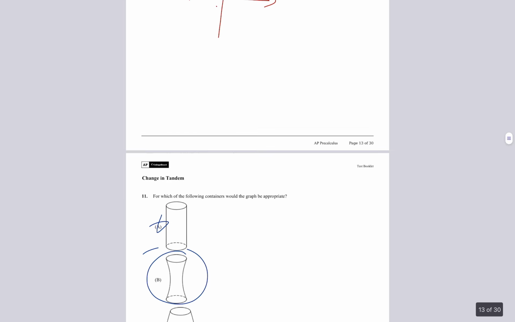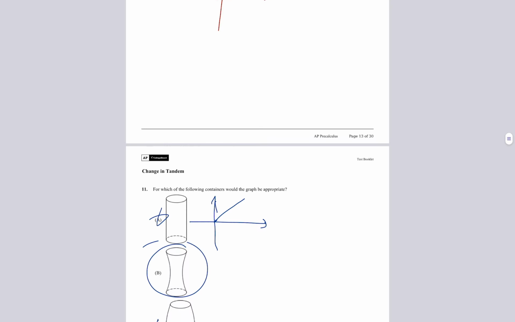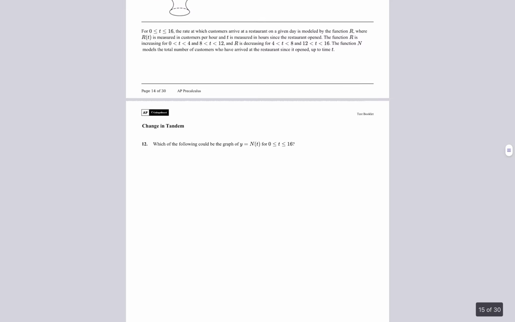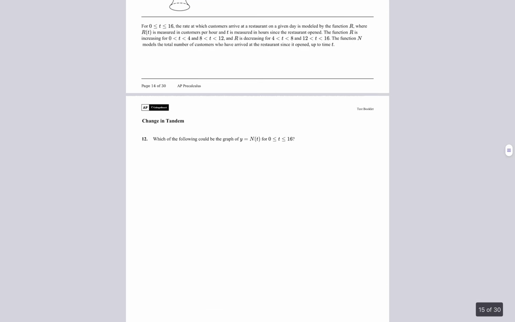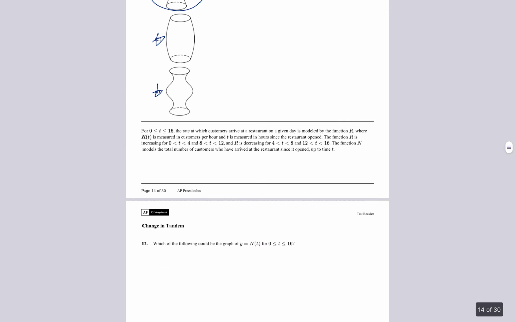Okay, this is a good question, actually. It's a good answer choice. So this would just be like a constant straight line. That's it. It's not changing. The rate is not changing. Okay, moving on to question number 12. What is this about? No, my bad.